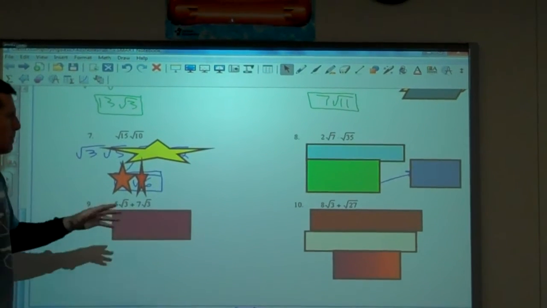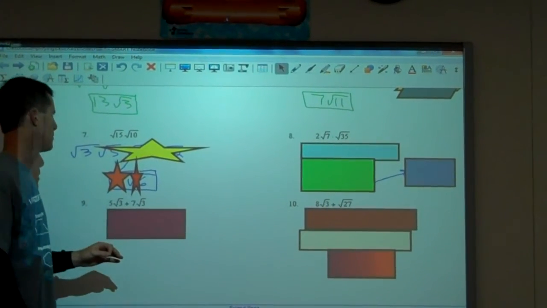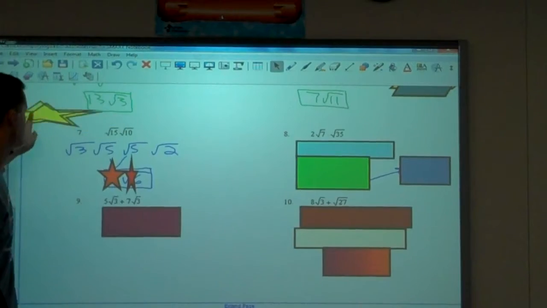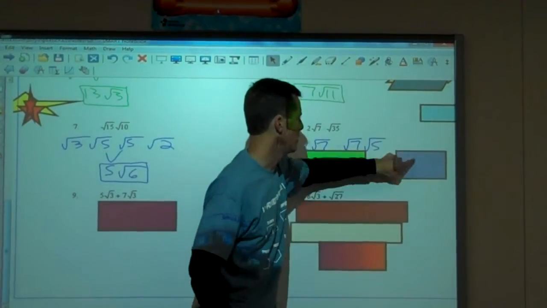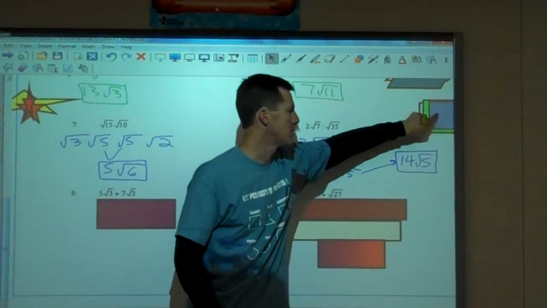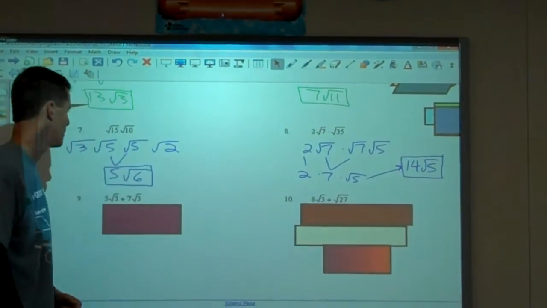I'll let you play around with some of those. I think that's probably enough in terms of lessons on that. I can uncover some of these, though, so you can see what the answers are and how you go about doing these. And remember, with radicals, what's nice is there's often more than one way of doing them.